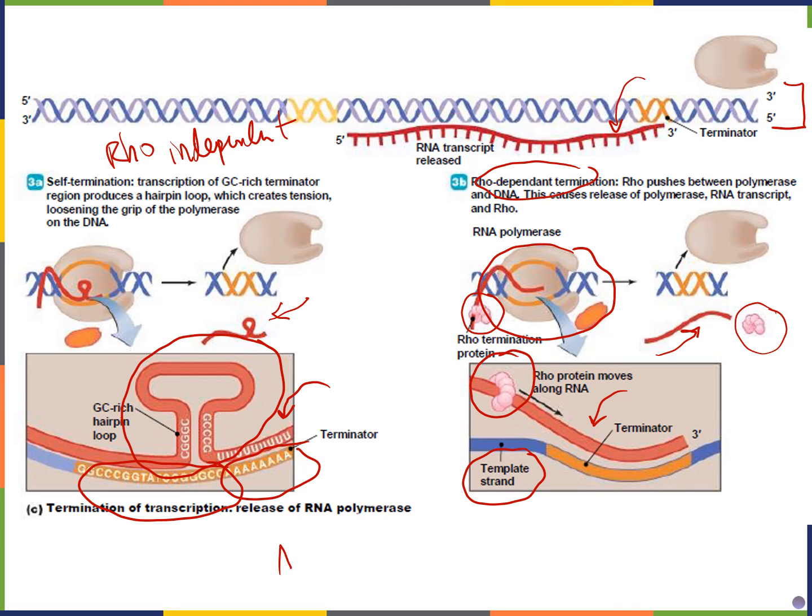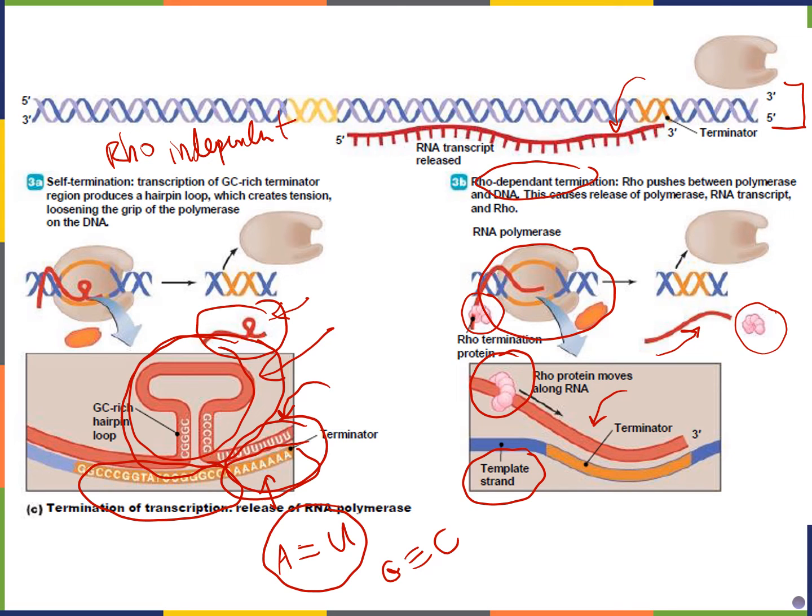Because remember, A and U only pair with 2 hydrogen bonds, it's weaker than G's and C's, which pair with 3 hydrogen bonds. This hairpin loop, in combination with the weaker hydrogen bonds between the messenger RNA and DNA, cause the structure to fall apart. So that releases the messenger RNA. And again, it's really because of that really bulky hairpin loop and the weak interaction between A's and U's.